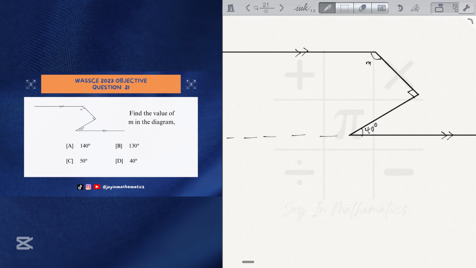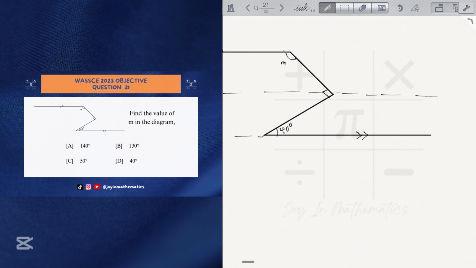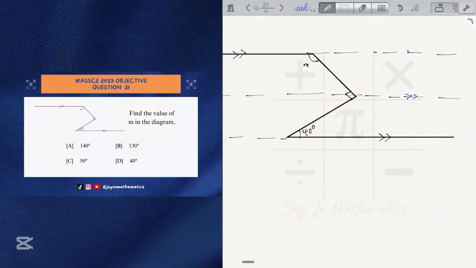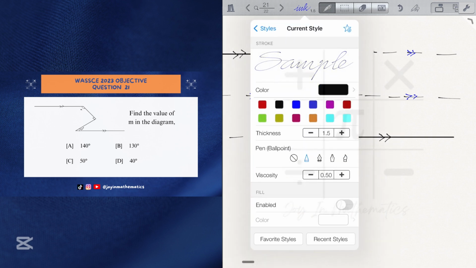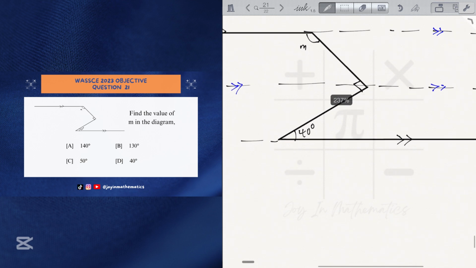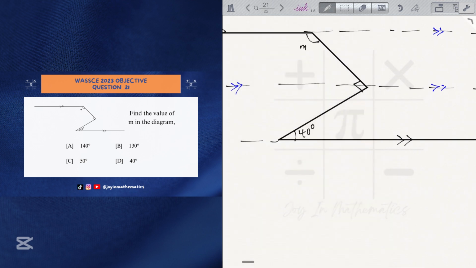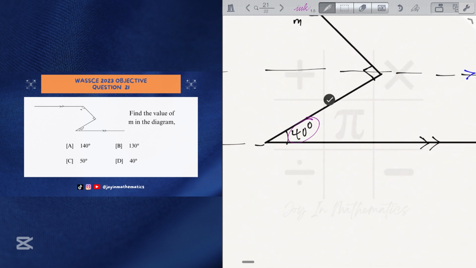So we'll duplicate it also at this intersection and elongate this part, knowing fully well that this line itself is parallel to the previous lines. Now, in the principle of parallel lines, where we have both alternate angles and corresponding angles in play, we understand that 40 degrees here is equal to 40 degrees.